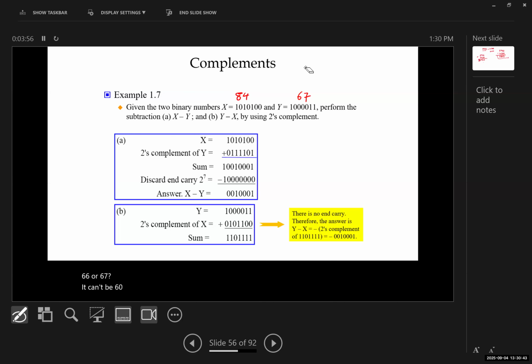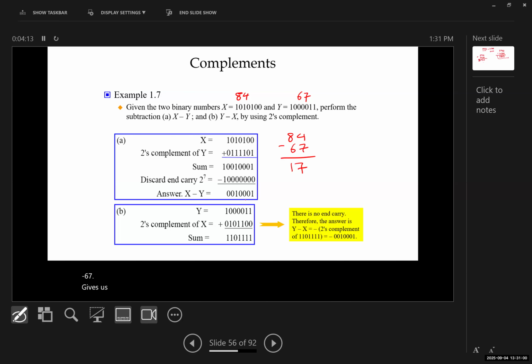It must be an odd number, not an even number. If it's an even number, it would end with a 0. When it's an odd number, it ends with a 1. So 84 minus 67 gives us 17.